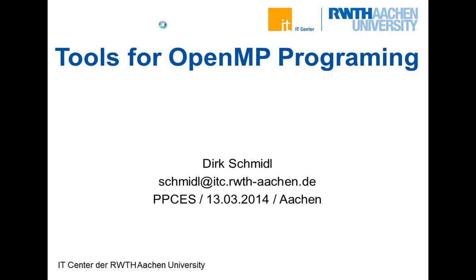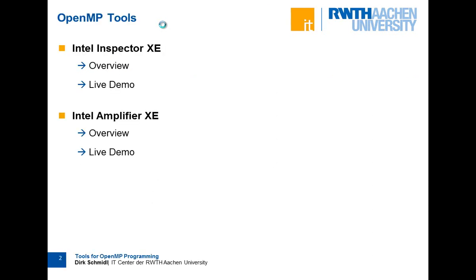So actually we have a lot of tools installed you can use for OpenMP. I will mostly look at these two tools here: the Intel Inspector XE and the Intel Amplifier XE. Of course, Intel is our default compiler, and these are more or less the default tools we use. We have several others installed which give you basically the same functionality. You can also use those. This is just an introduction.